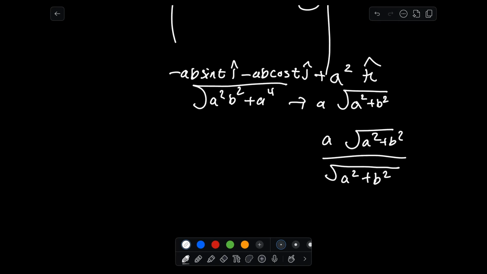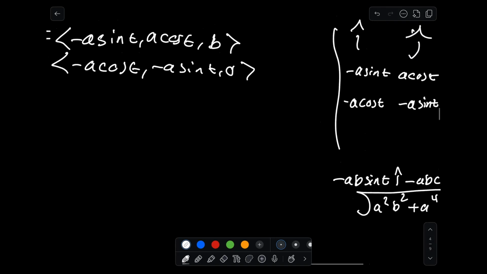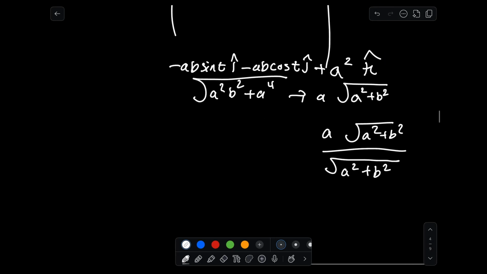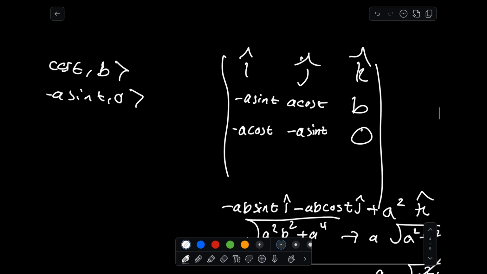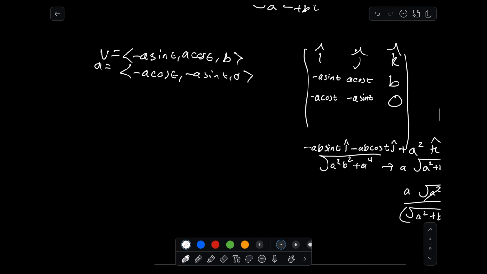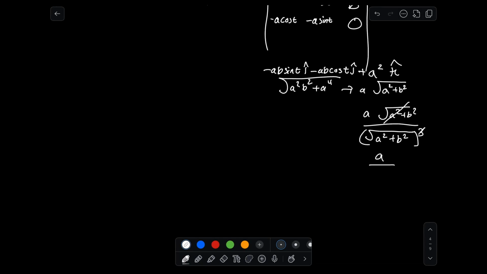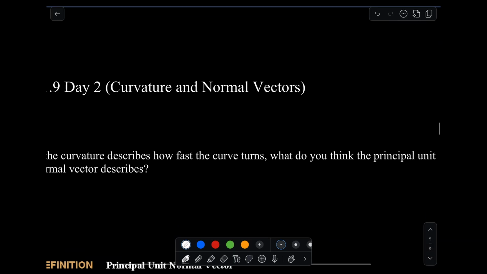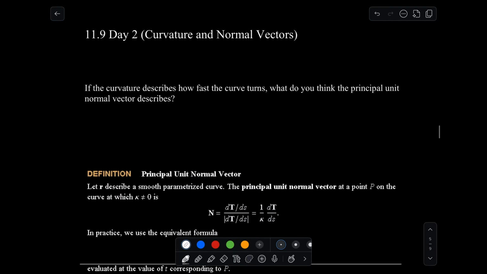And then multiply this. You cube this. This goes away. This goes away, and you're just going to be left with A over A squared plus B squared as your kappa. Now going on to the second part, going over the normal vector.